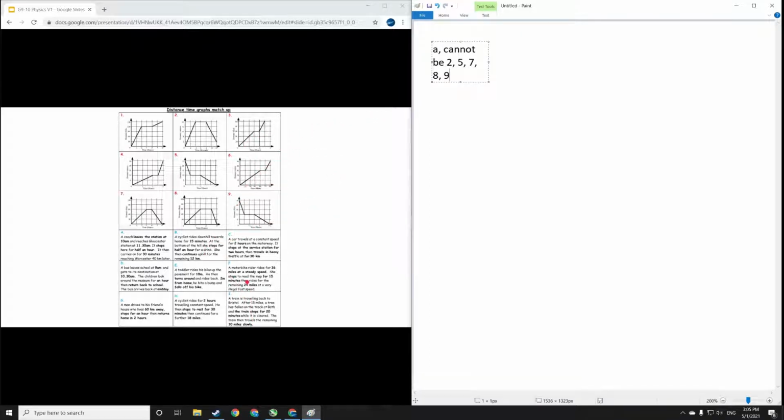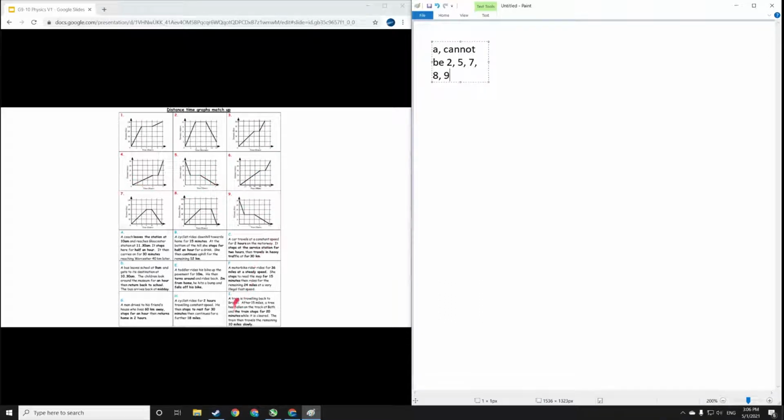Let's do another one. Let's look at I. A train is traveling back to Bristol. So immediately, we're going to look at negative slope. After 15 miles, a tree has fallen on the track at Bath and the train stops for 20 minutes while it is cleared. The train then travels the remaining 10 miles slowly. So we want to look at a very gentle gradient towards the end. And this one qualifies, and this one qualifies. The rest don't really, because they want a gentle gradient.